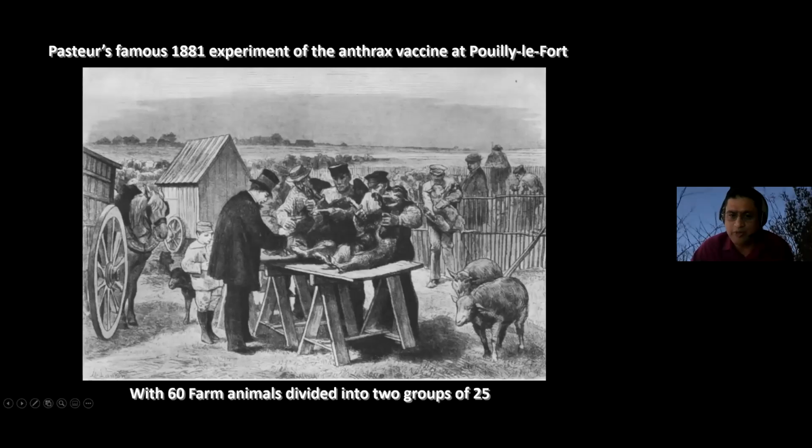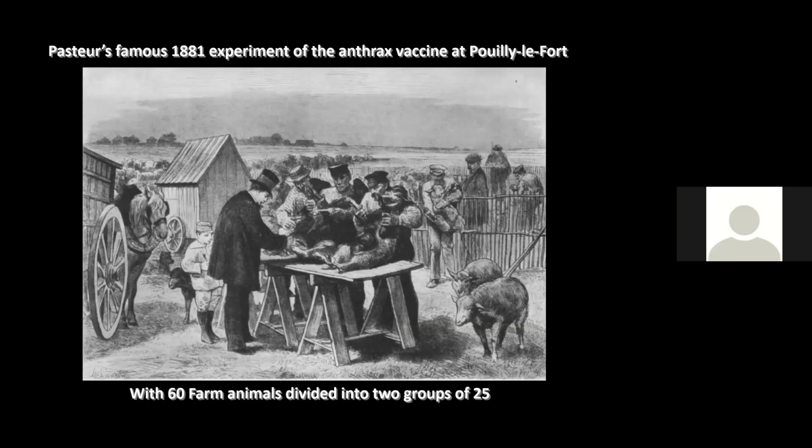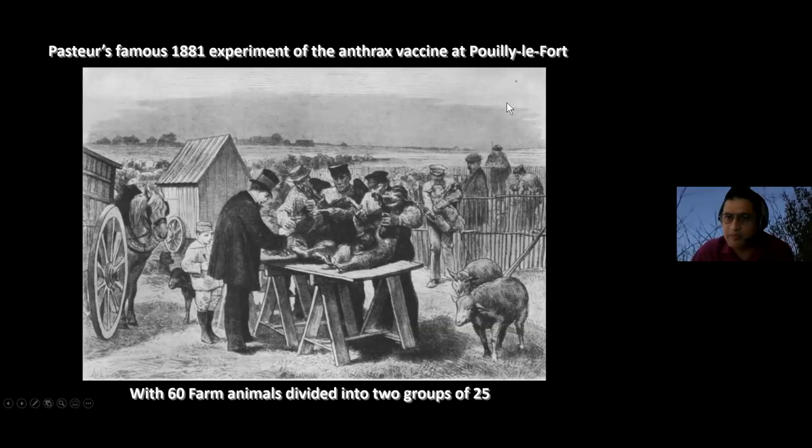He was also a very big showman. And in 1881, in the month of May, he said that he has a cure for a terrible disease called anthracis, the anthrax disease that infected a large number of veterinary animals. So he called a big assembly, called all the farmers from around the place and all the scientists. And there were a lot of skeptics at this time. So this was the famous experiment at Puy-le-Fort in France. There, what he did was he did the same experiment as he did with the chicken, in which he had 60 farm animals, mostly sheep.